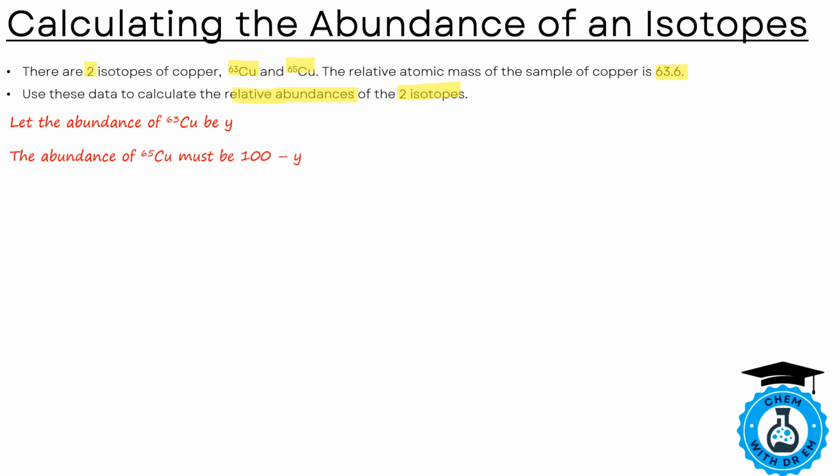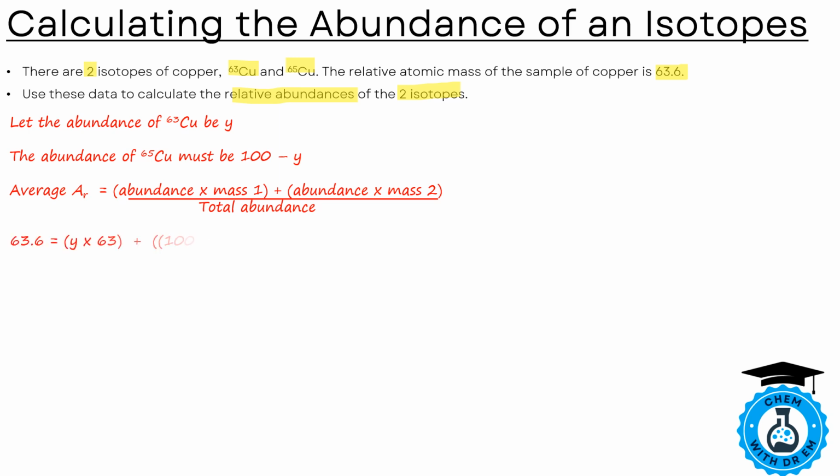Therefore, because there's only two isotopes here and the abundance has to add up to 100%, the abundance of copper-65 must be 100 minus y, 100% minus the percentage due to copper-63. So I can put this into the calculation from the previous slide. The average relative atomic mass is given by the abundance times the mass of each isotope added together, divided by the total abundance. So let's substitute now using some numbers and using y's.